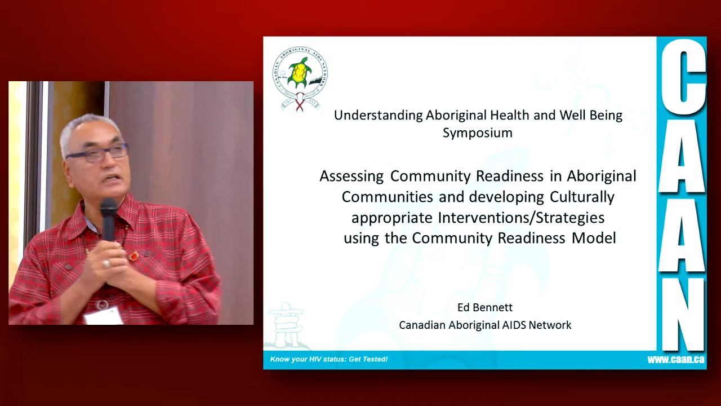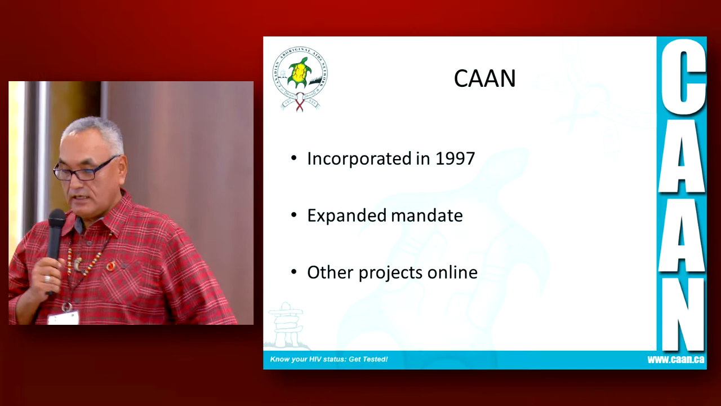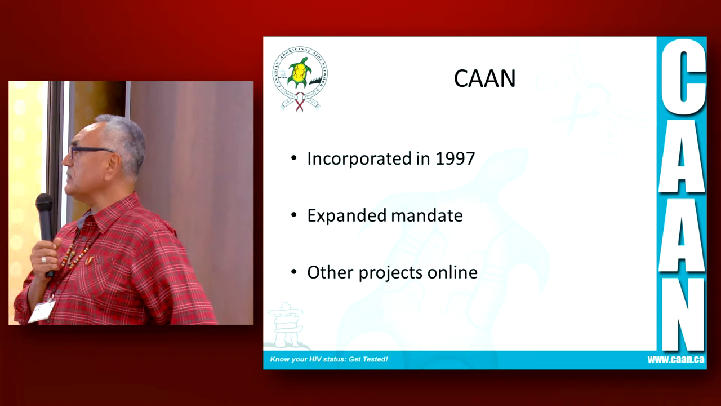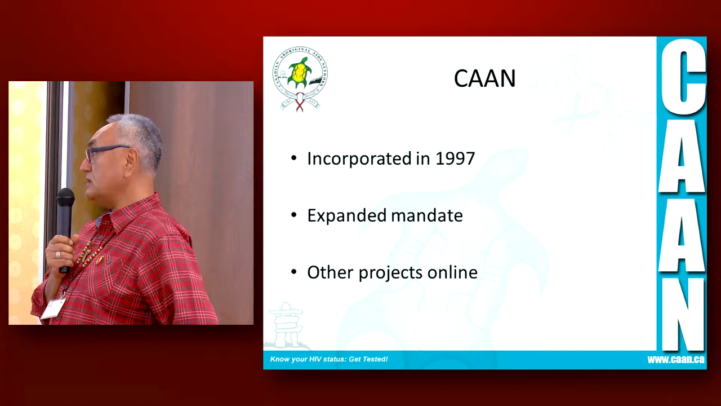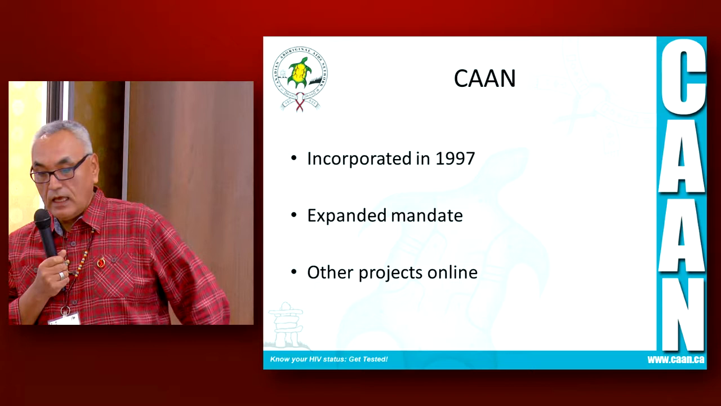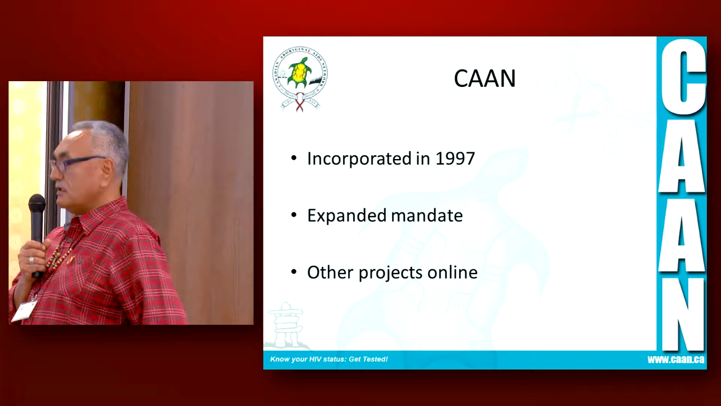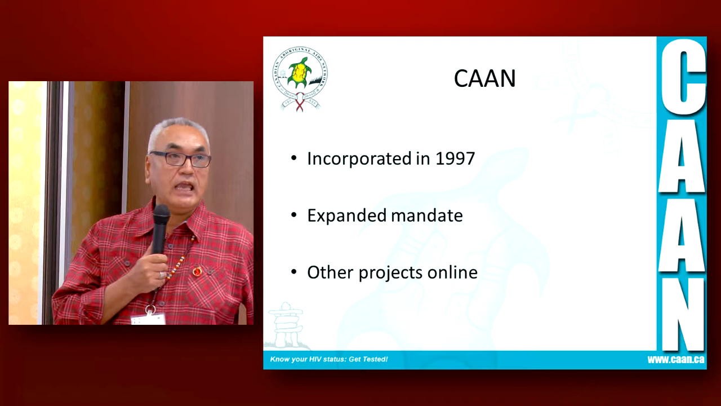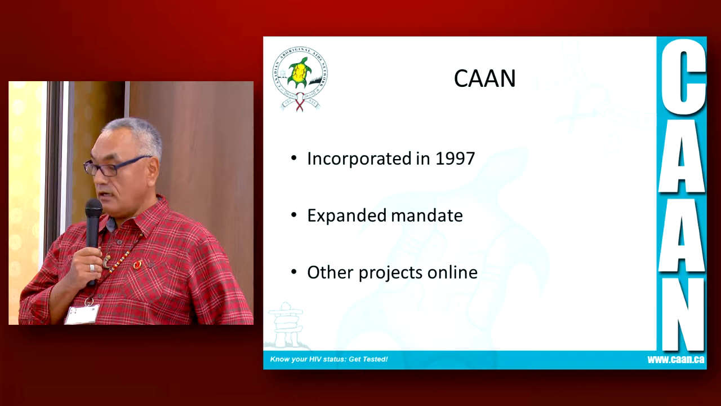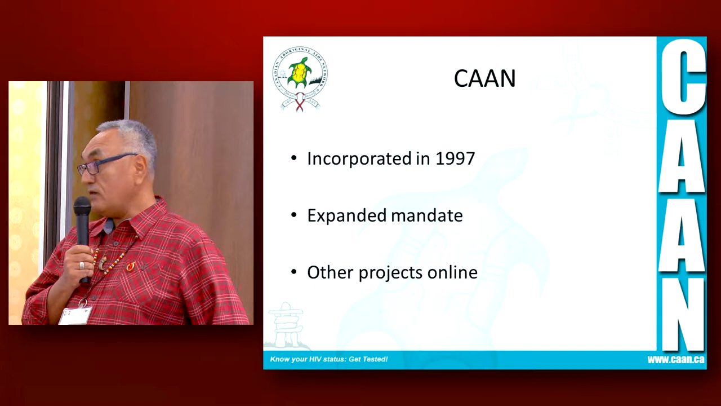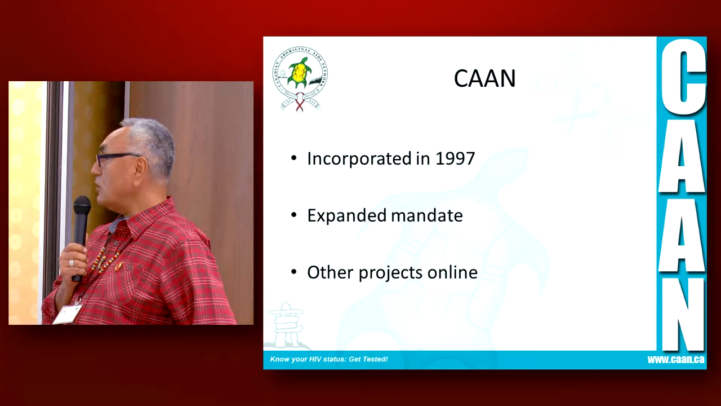So the Canadian Aboriginal AIDS Network was incorporated back in 1997. And we have almost 400 Aboriginal HIV AIDS organizations from coast to coast to coast. And CAAN's mandate is still HIV and AIDS. However, back in December of 2012, CAAN expanded our mandate to holistically address HIV and AIDS, the hepatitis C virus, other bloodborne infections, aging-related comorbidities, and of course, sexually transmitted infections.